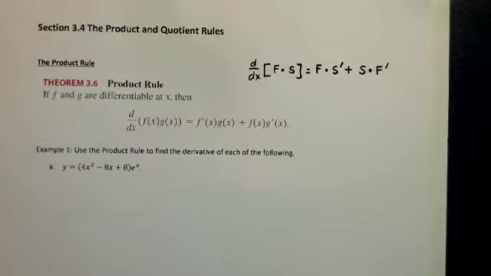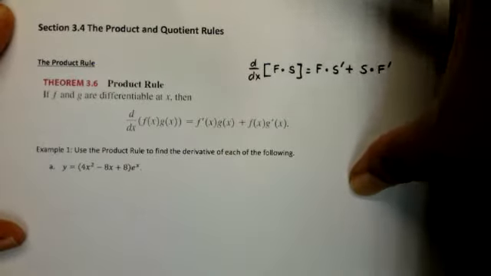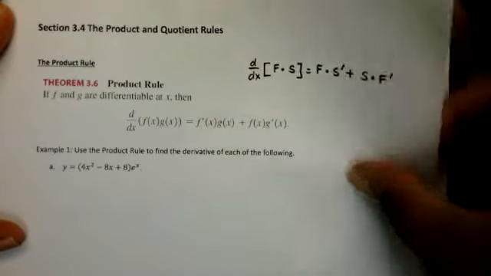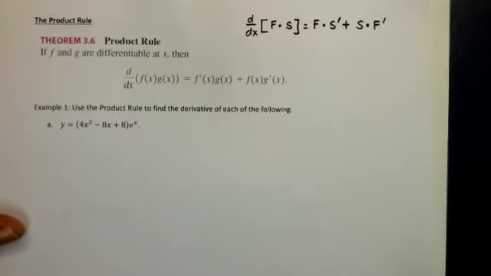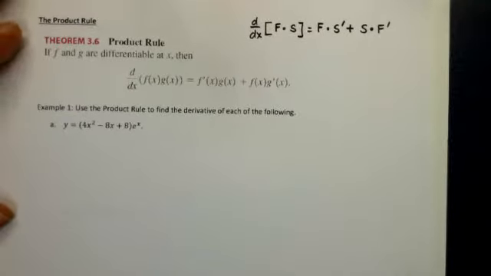Starting with example 1. Let's say I want to use the product rule to find the derivative of each of the following, like in part A. Here I've got y is equal to 4x squared minus 8x plus 8, that's multiplied by e to the power of x. And I want to use that product rule. All right, so what I'm going to do here is this.